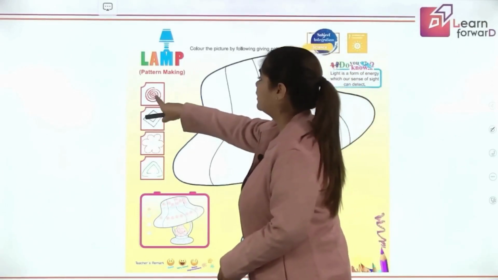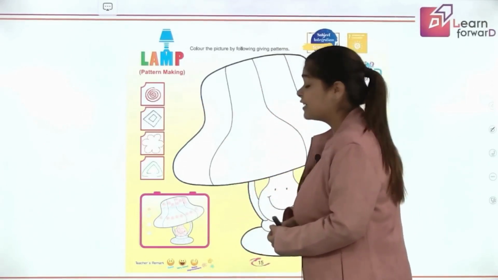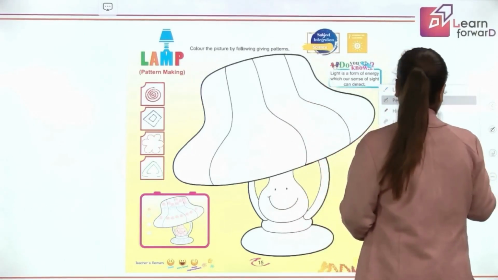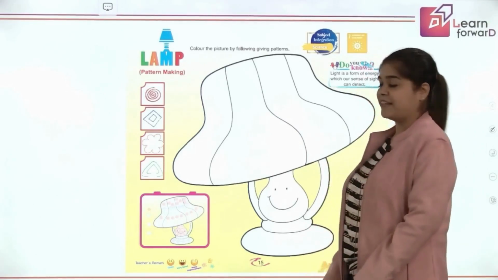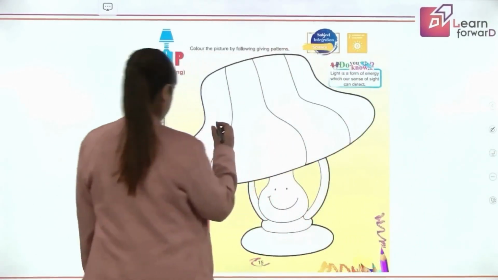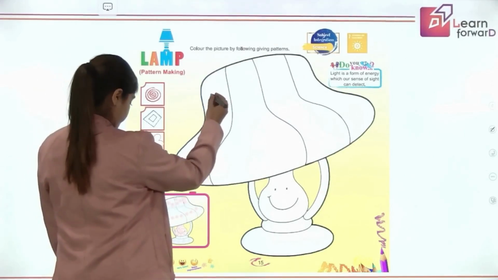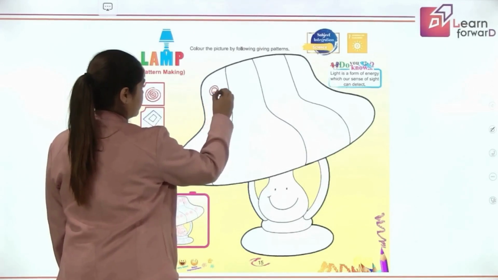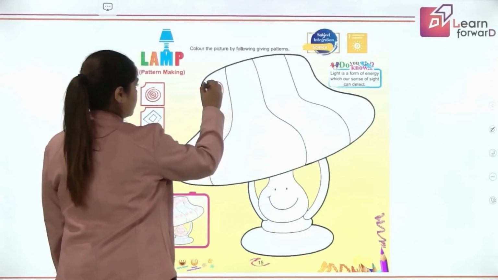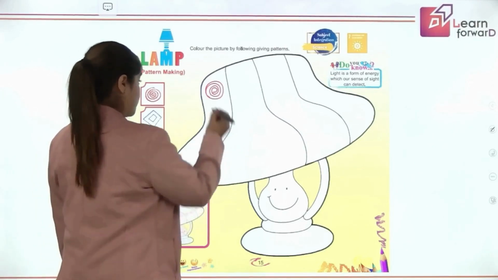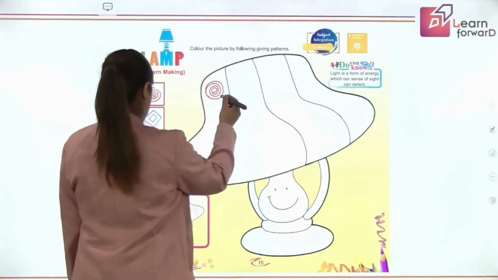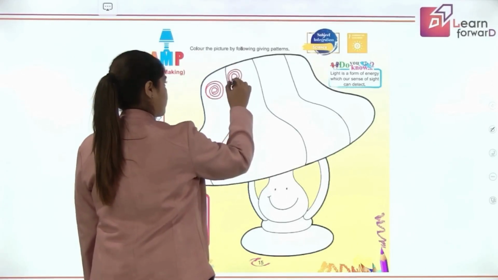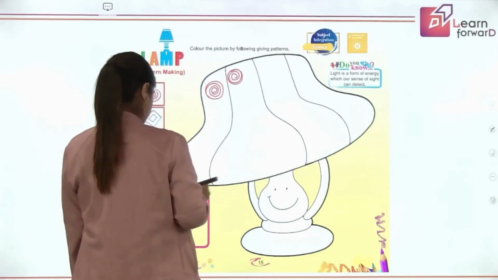So, we have this motif and let us see where all we have to make it. So, let's begin. So, we have this whirl as our motif. Number one. So, now we are repeating the motif to form a pattern. Again.